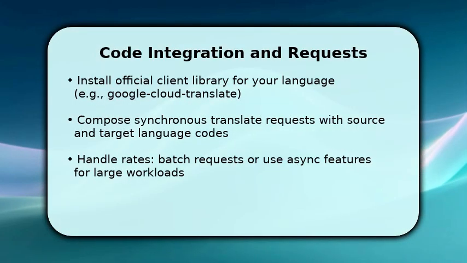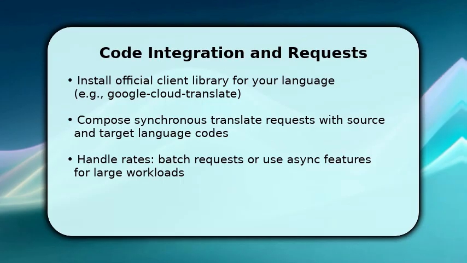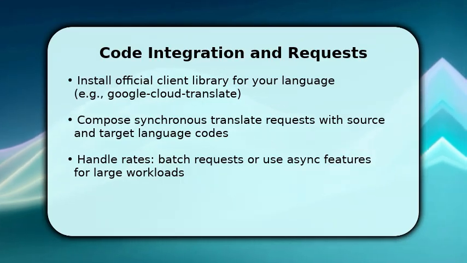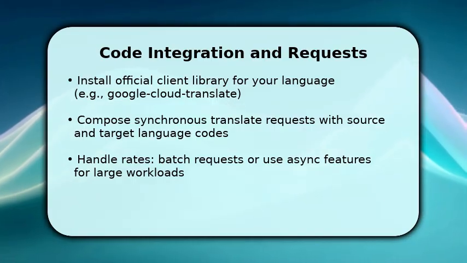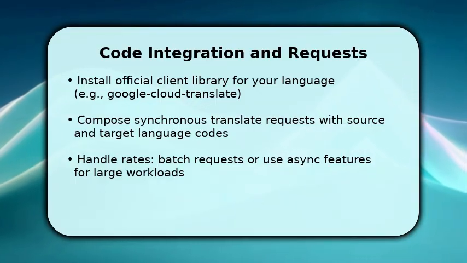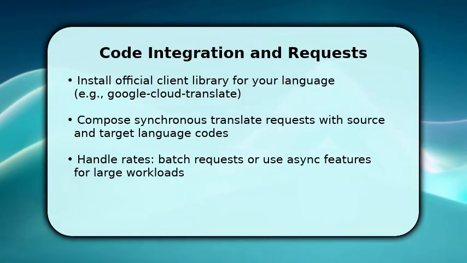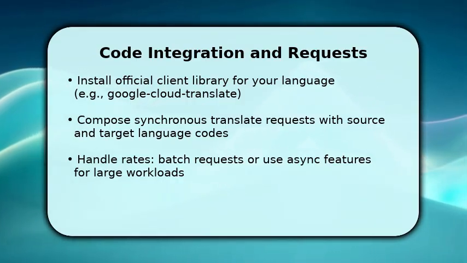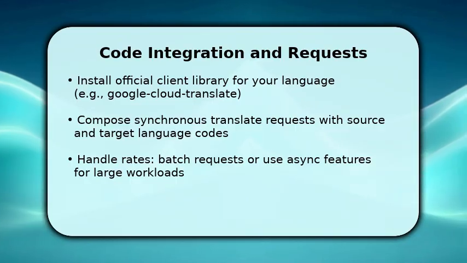You now integrate the client library into your app. Import the translator client, initialize it using the default credentials, and construct a translate call with input text, source and target language codes, and model selection if needed. Once you send the request, parse translated text and detected language. Make sure to handle quotas and rate limits by batching or using asynchronous jobs for high volume. Also, sanitize inputs to avoid injection and monitor usage in the Cloud Console to control cost and performance.